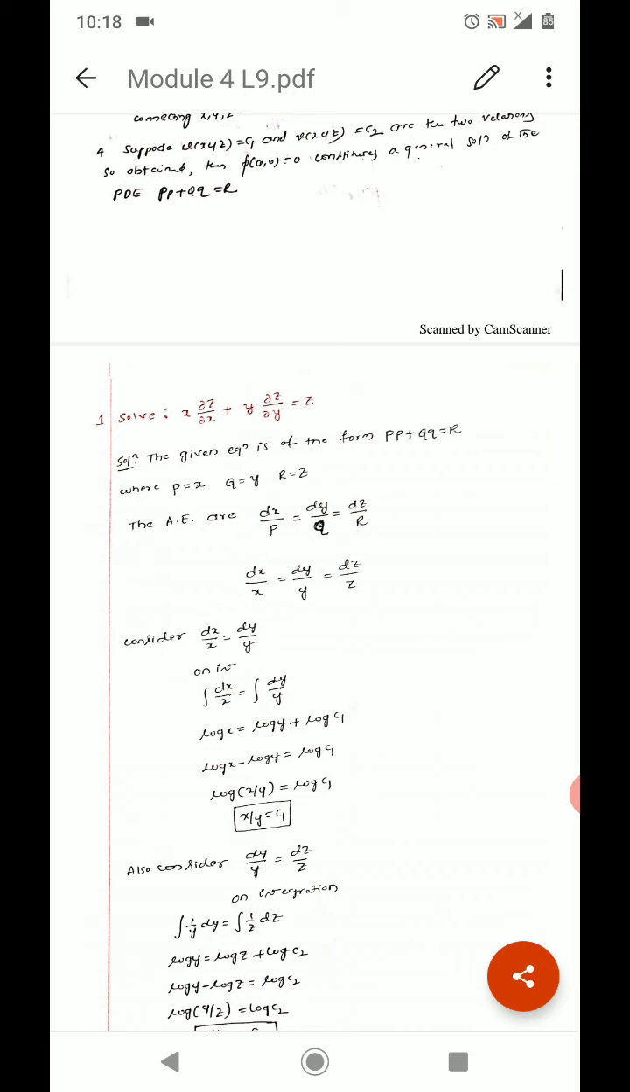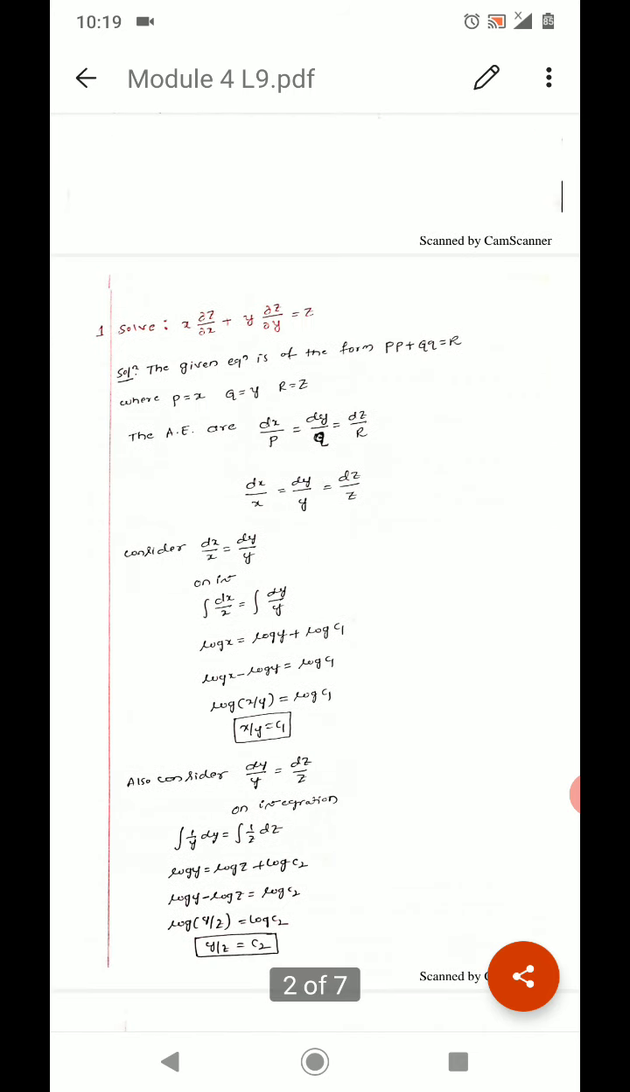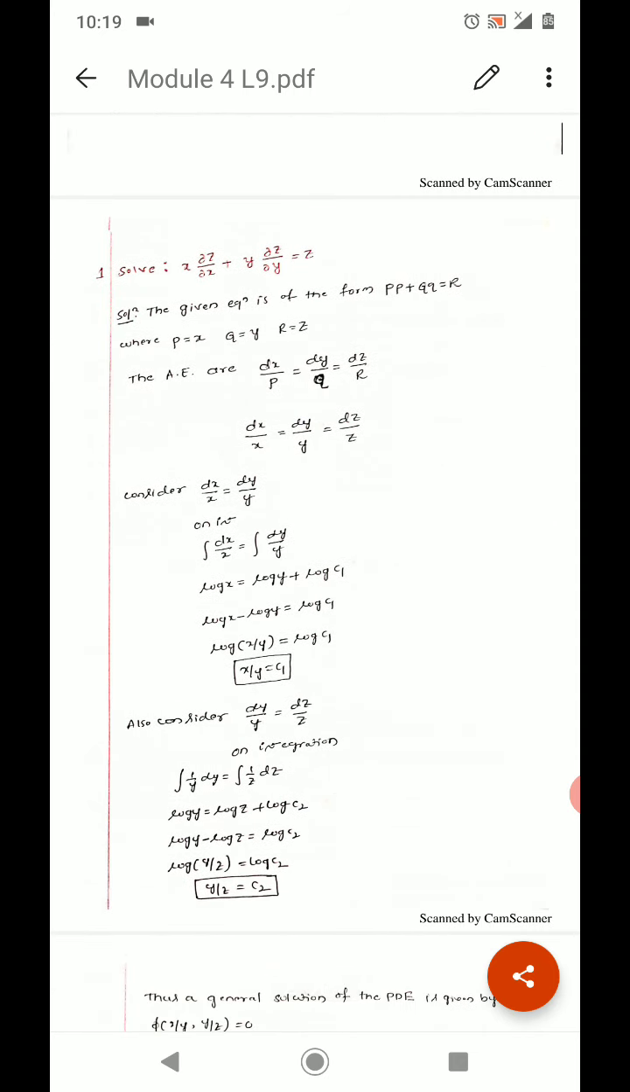So this is a system of equations. Now consider pairs, that means dx by x is equal to dy by y. These are already in variable separable form. So directly by integration we get integration of dx by x is equal to integration of dy by y. So integration of 1 by x, that is log x, is equal to integration of 1 by y, which is log y. We take the integral constant as log c1.